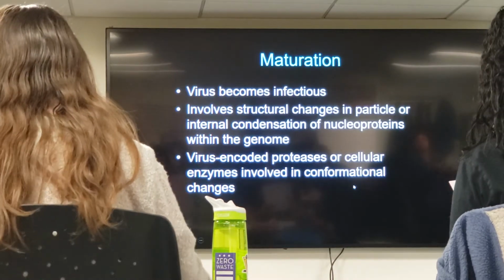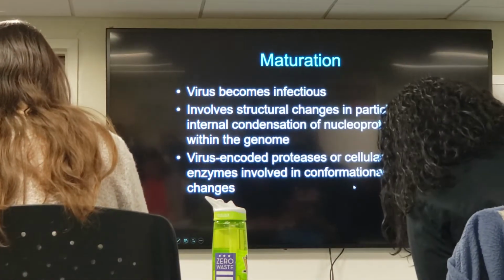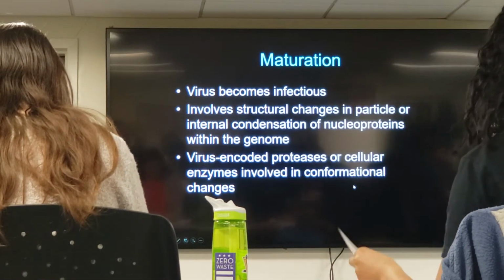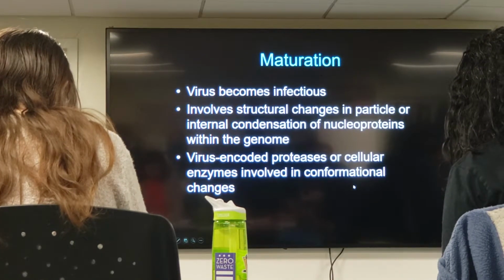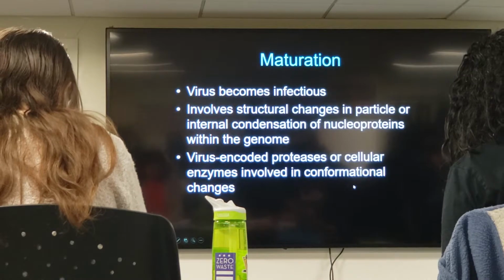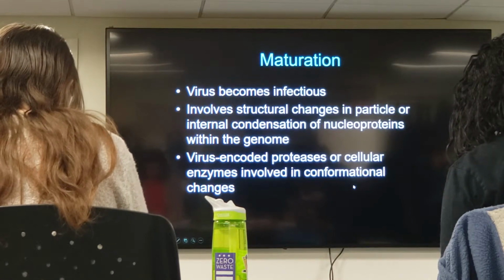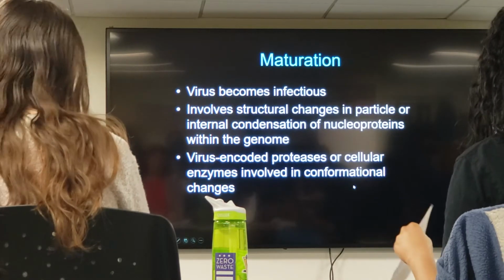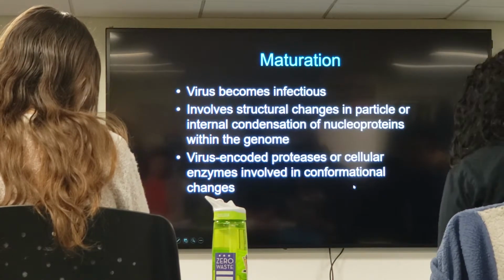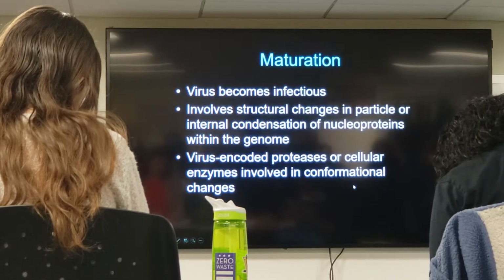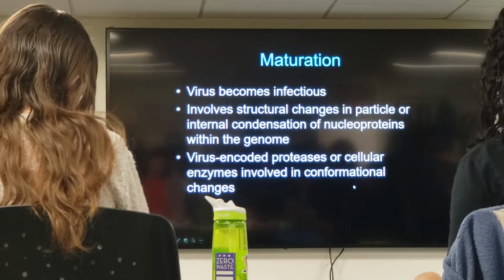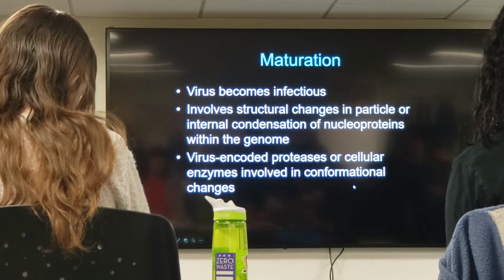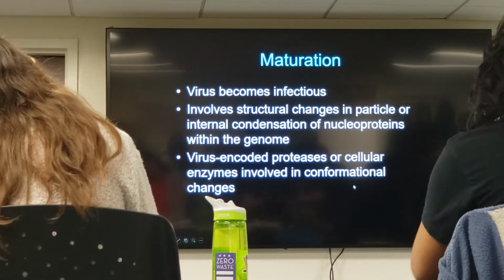Okay, so this is where the virus actually becomes infectious. We don't know a lot. Again, maturation is one of those phases that is sort of poorly understood. Some viruses, as soon as they assemble, they are mature. Some viruses, like HIV, for example, have to undergo another step or process in order to become a mature infectious particle.